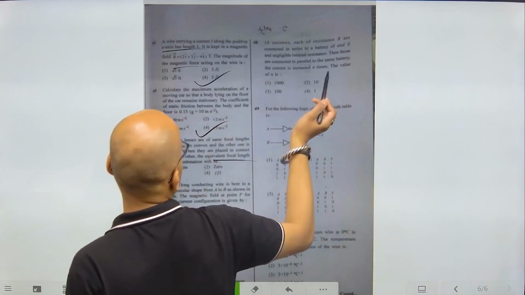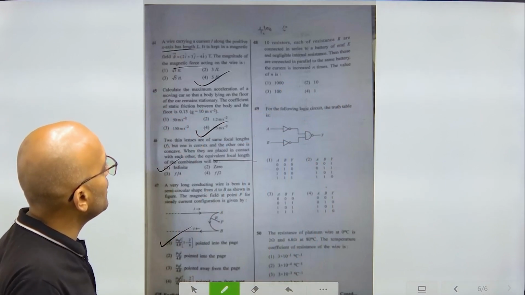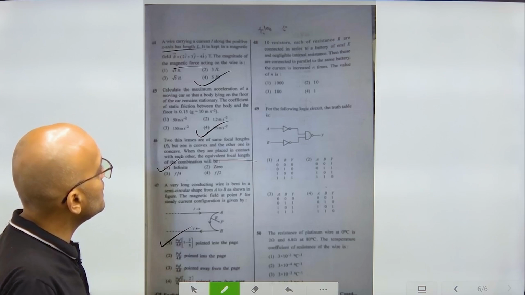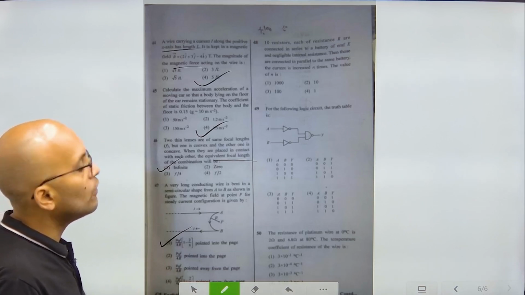Next, 10 resistors, each of resistance R, are connected in series to a battery of EMF E and internal resistance negligible, and then connected in parallel to the same battery. Value of N will be 100.